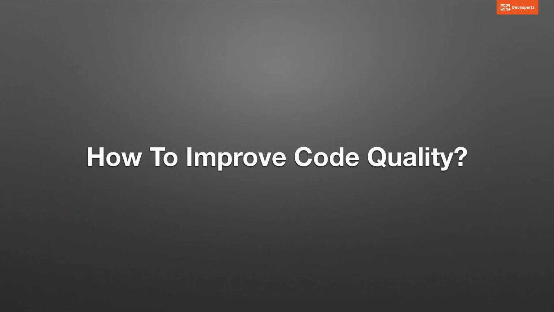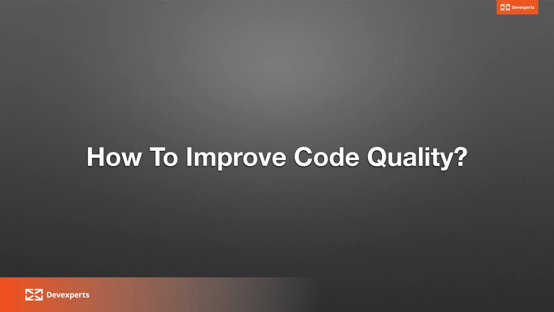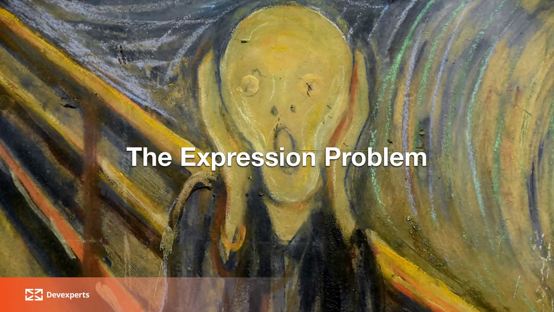So the main question I want to answer is how we can improve code quality. And so the first thing I'll talk about is the expression problem. I'll give you two examples to demonstrate.